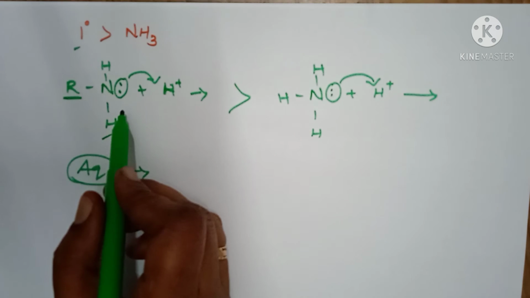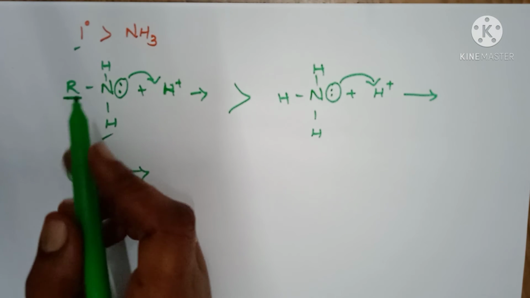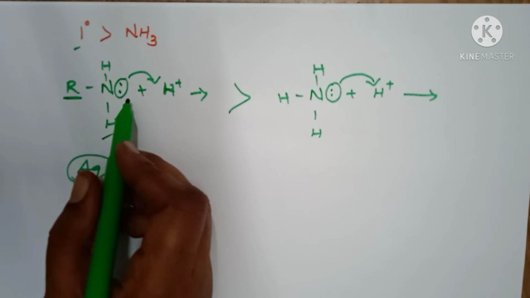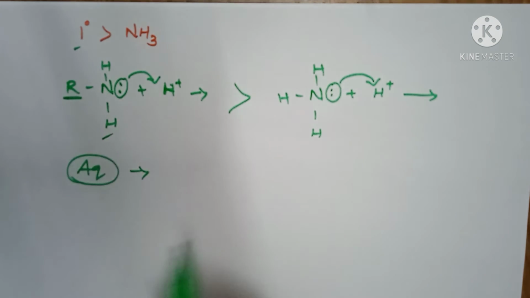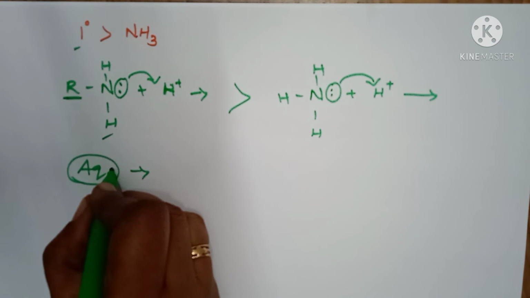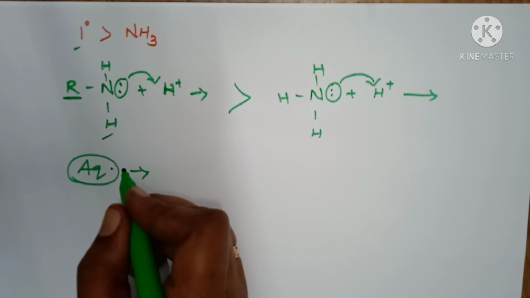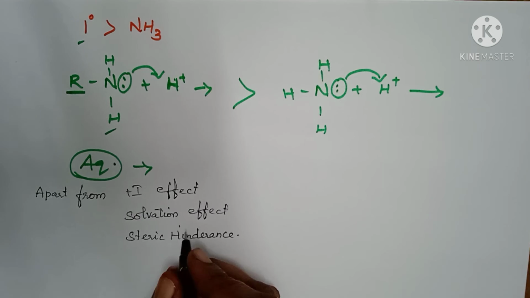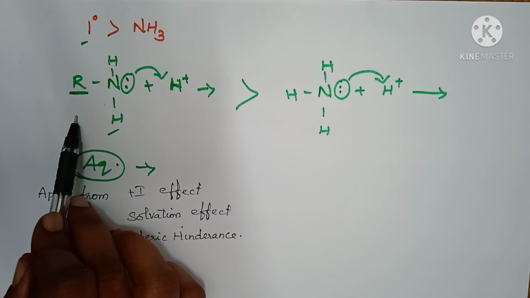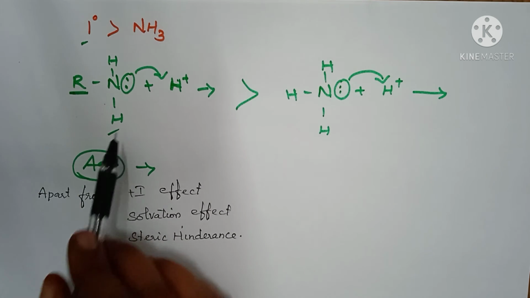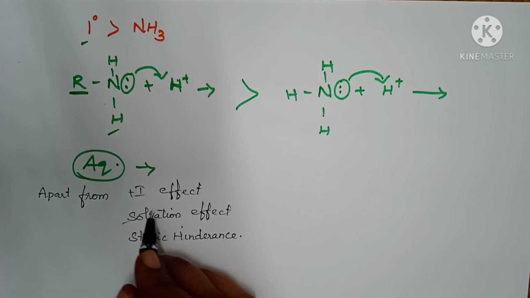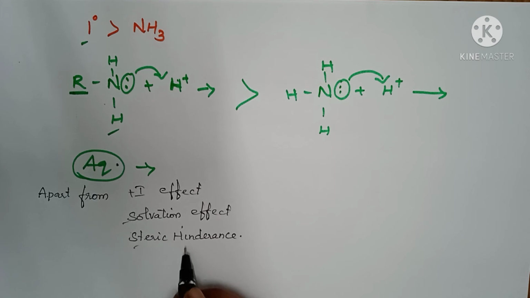That means primary amines are stronger than ammonia. Why are primary amines stronger? Because here alkyl groups are electron releasing groups, which push the electrons toward the nitrogen atom. So it is ready to donate the electrons. That is why primary amines are stronger than ammonia. But in aqueous solution, it will vary in this order. Finally, it is not only because of the plus I effect, that means the electron releasing alkyl group; it is also the solvation effect and steric hindrance that take place.